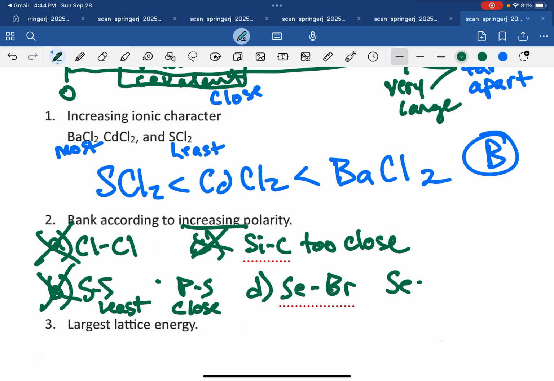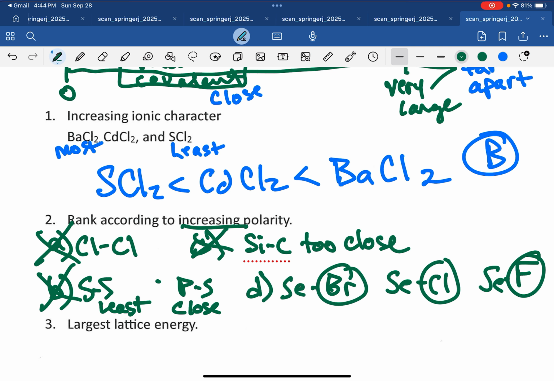Se-Cl, and Se-F, I believe. And you'll notice that is column 7A on the periodic table, the halogens, and bromine is below chlorine, which is below fluorine. We're looking at electronegativity difference. Bromine is not as electronegative as fluorine, so the biggest difference will be the one with fluorine, and so that's the largest. This will be the least. D is the correct order.